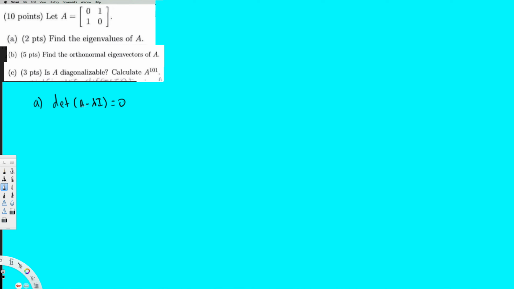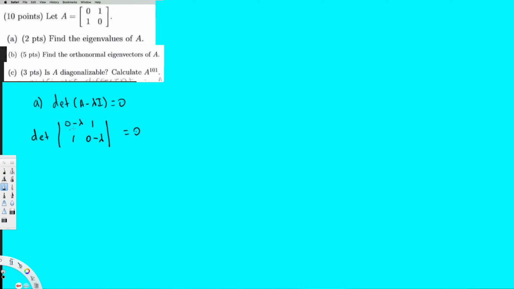So in this case, we know A is given, and the identity times lambda is going to be lambda 0 0 lambda. If you multiply that one by lambda, it's only going to be the diagonal. So if I subtract this from A, that's going to be 0 minus lambda and 1 here, and also we are going to have 1 and 0 minus lambda. So this is going to be the determinant, and I have to calculate this determinant equal to 0.